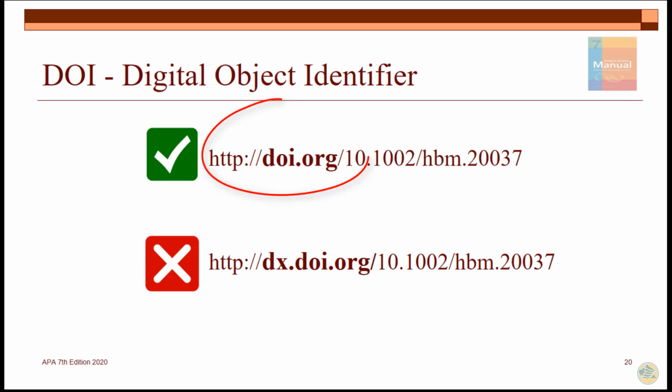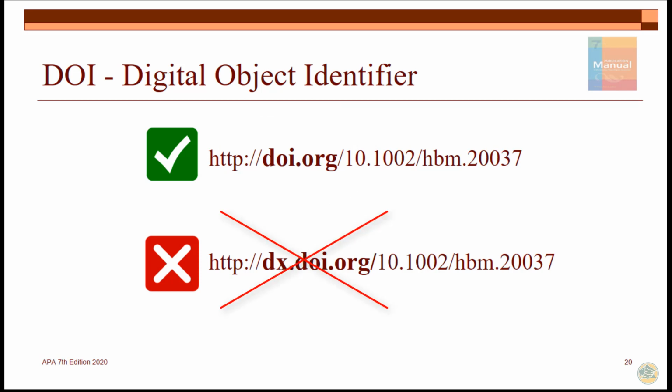For APA 7, you have to have doi.org/ and then the DOI number. Do not allow the URL to have DX in front of DOI. Some online citation machines may do this, but you need to correct it. The DX is not appropriate in APA 7.